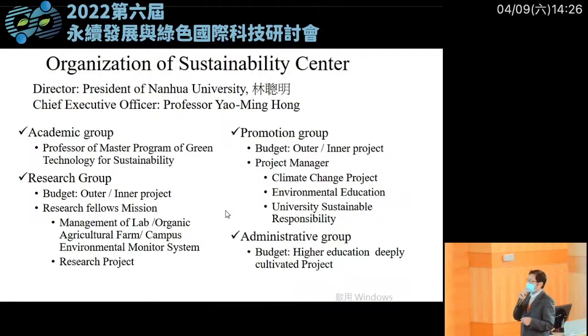In addition, we have the promotion group. In this group we do projects like the climate change project, like the BS-801 with the Taiwan Sugar Corporation. We also do environmental education and university social responsibility. Okay, this is our project. And we also have someone to control all the budget. So we have 4 groups.